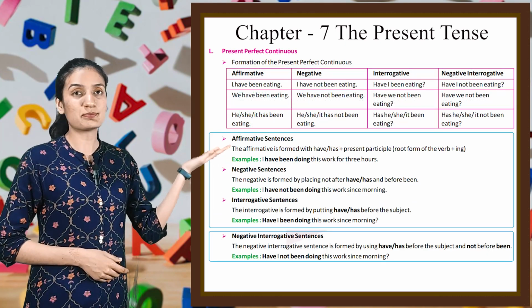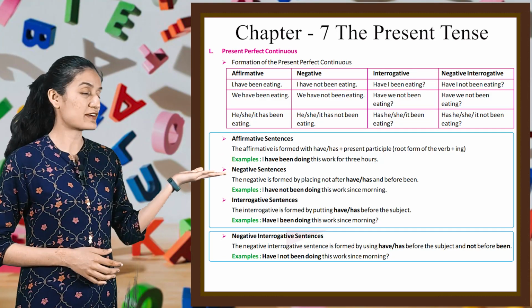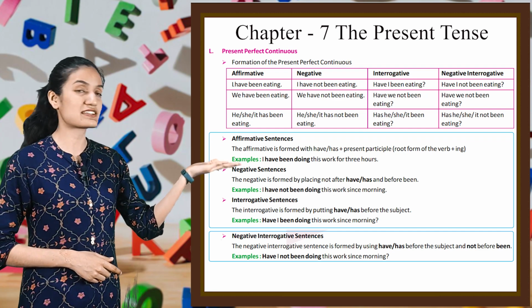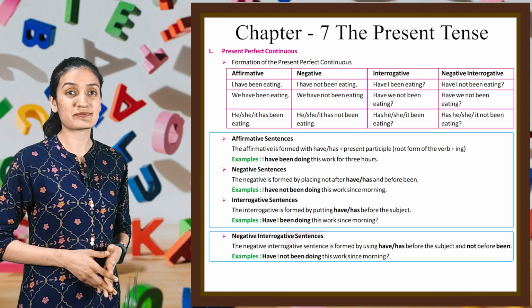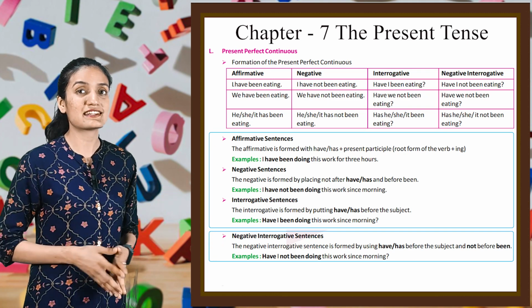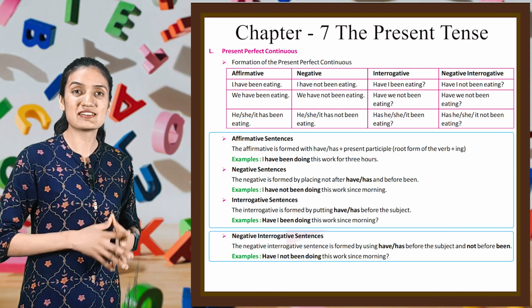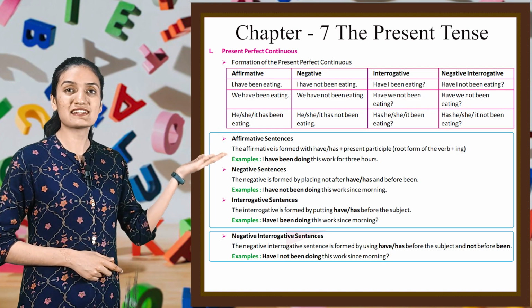Now, present perfect continuous. Formation of the present perfect continuous. Affirmative, negative, interrogative, negative interrogative. I have been eating. I have not been eating. Have I been eating? Have I not been eating? So in this way, read this table carefully.